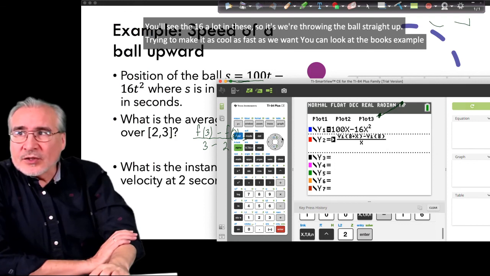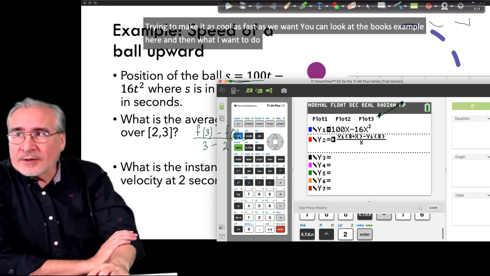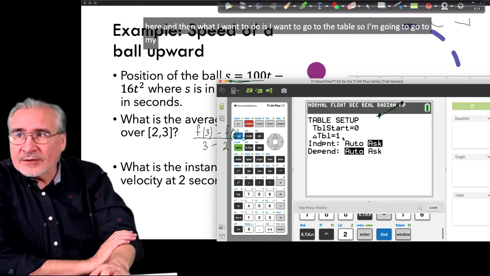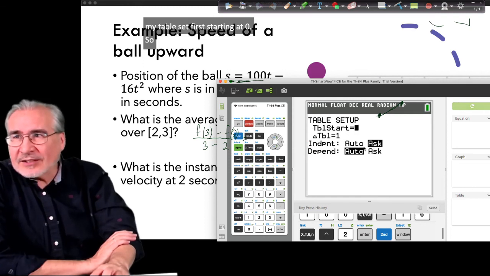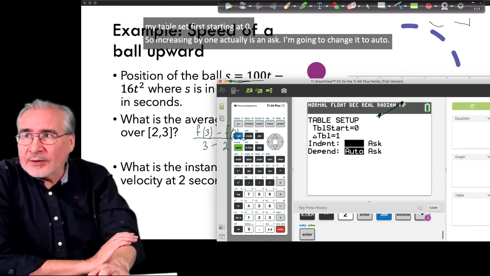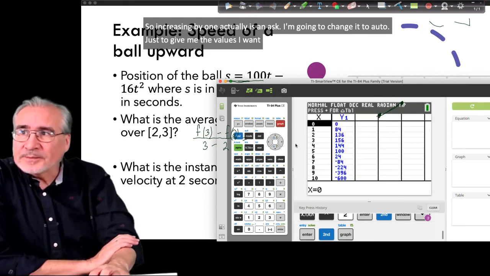And then what I want to do is go to the table. So I'm going to go to my table set first, starting at 0, increasing by 1. Actually, it's on ask. I'm going to change it to auto just to give me the values I want. And then I'm going to go to table, which is blue. So I go second table.